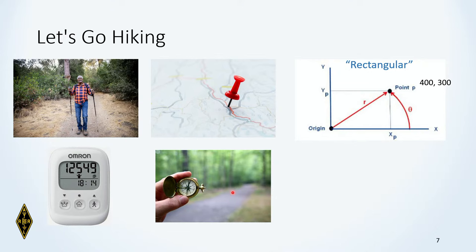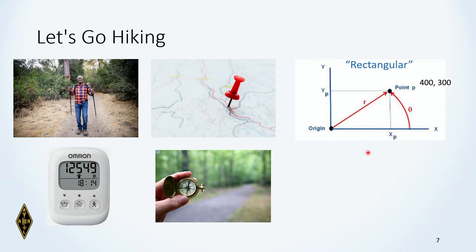So the first one I want to show is the rectangular concept. We're going to be talking about rectangular and polar in this chapter. But this concept is that you start out from an origin and you walk. In this case, I put down 400 steps this way and then 300 steps this way to get to your destination. So if you're using a compass, you'd be shooting in this direction. And then after 400 steps, take a 90 degree turn and go that far. And then you will have, you're this far away from your destination.